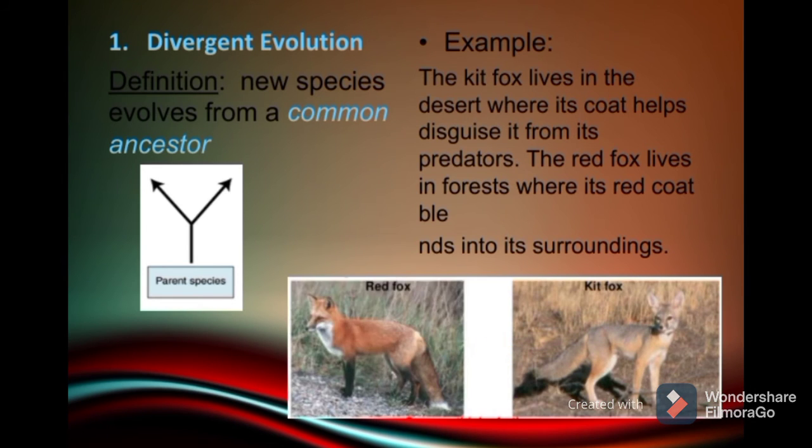An example of divergent evolution is the red fox and the kit fox. The kit fox lives in the desert where its coat helps disguise it from its predators. The red fox lives in the forest where its red coat blends into its surroundings.